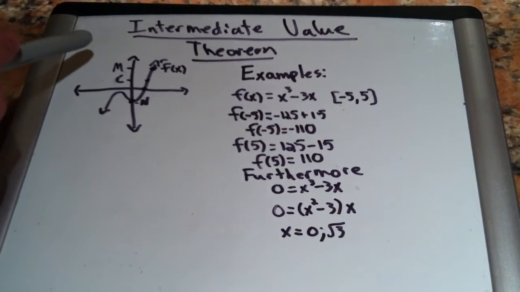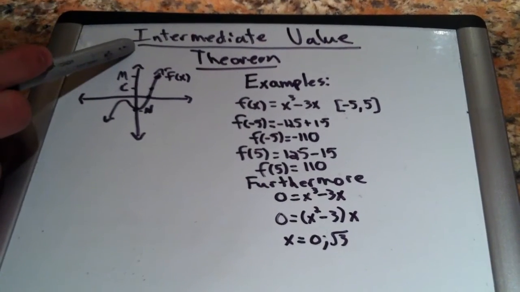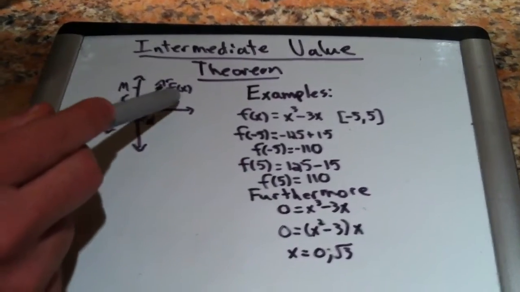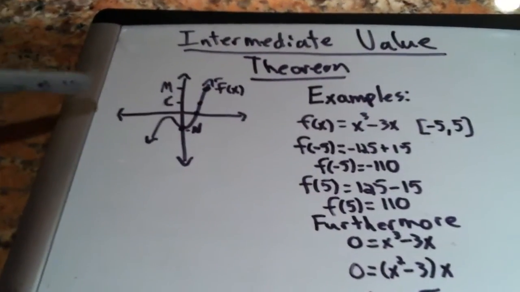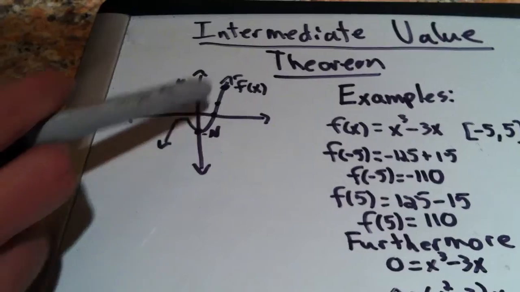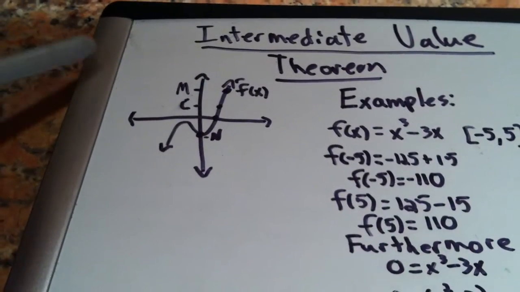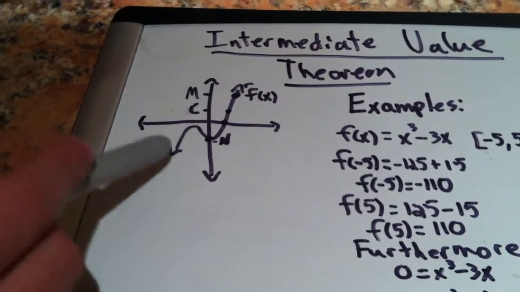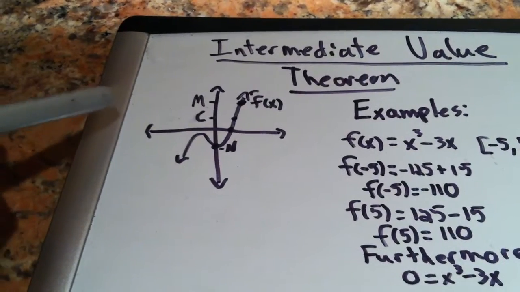Hello, I'm here to talk about the intermediate value theorem. Here we have some function, f of x. Whatever the function is, it's completely arbitrary. It's just some function that is continuous along the interval we're talking about.